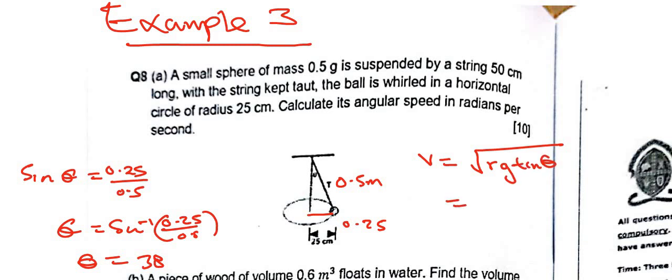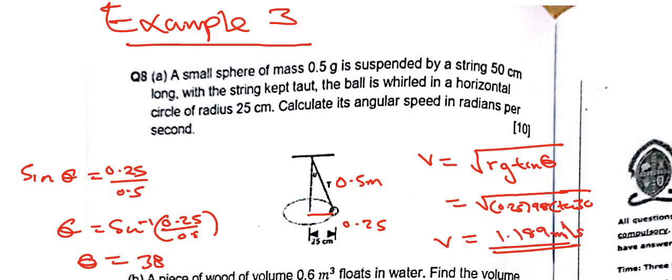So this is just going to be the square root of the radius, 0.25, times 9.8, times tan 30, all under the square root. Here we'll get v, right? So what are you going to get as your v? It is what you find here, since this expression is what we used to get our velocity from the previous example 2. You get this velocity here.